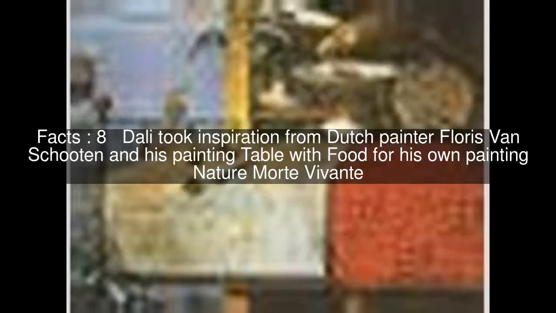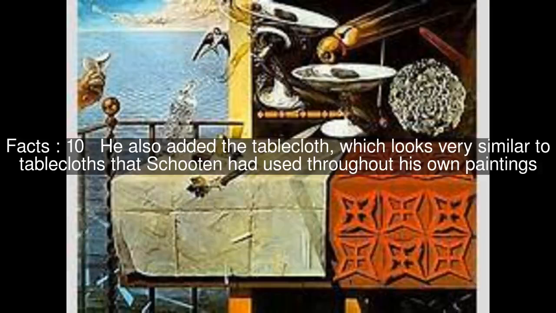Dali took inspiration from Dutch painter Floris van Schooten and his painting Table with Food for his own painting Nature Morte Vivante. Dali wanted to give his own take on it, and give it his surrealist signature by showing all of the objects in motion. He also added the tablecloth, which looks very similar to tablecloths that Schooten had used throughout his own paintings.